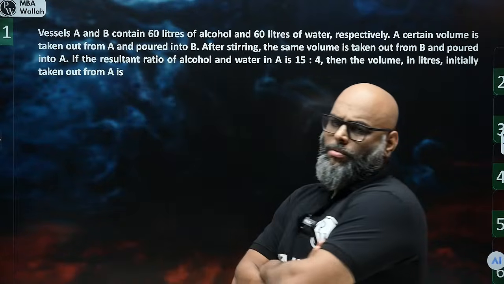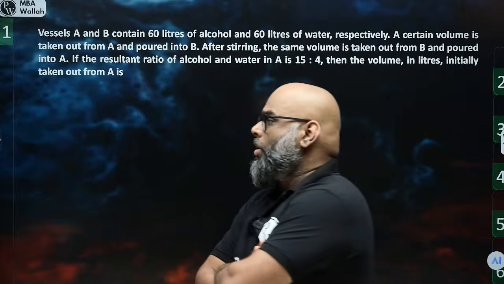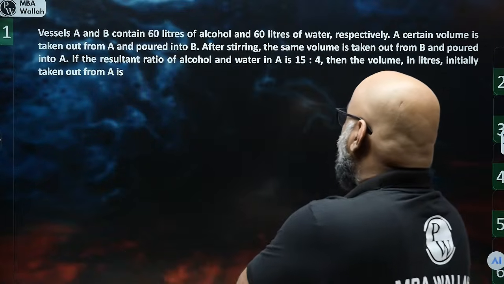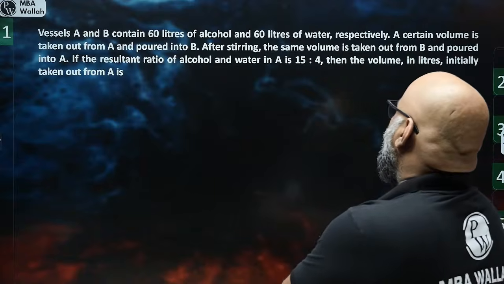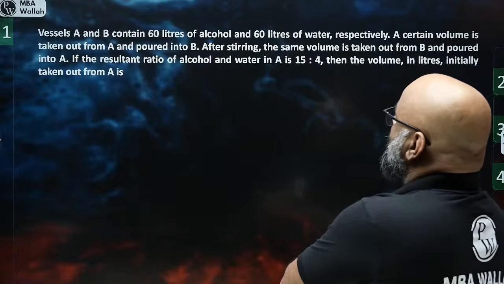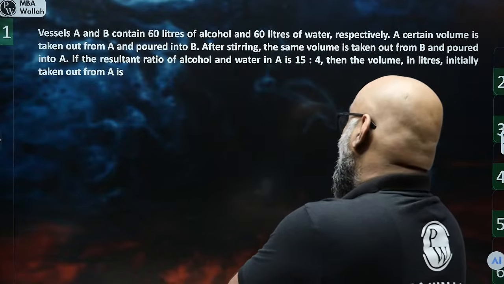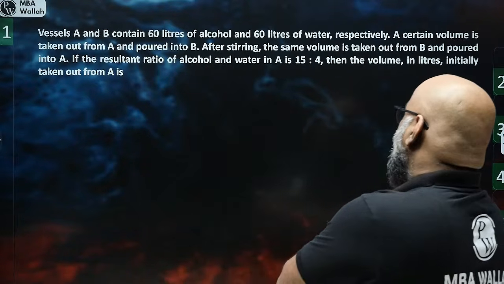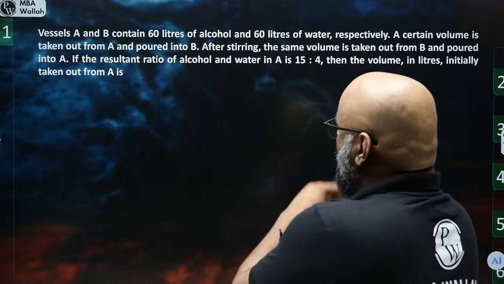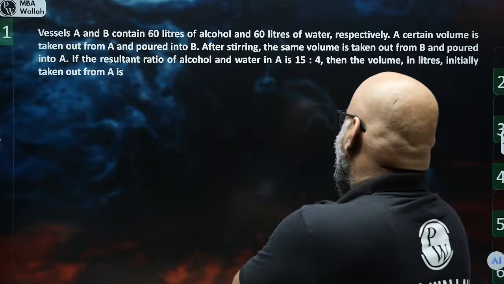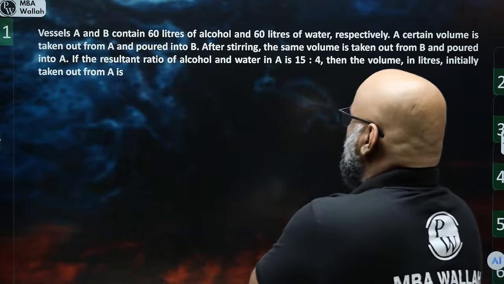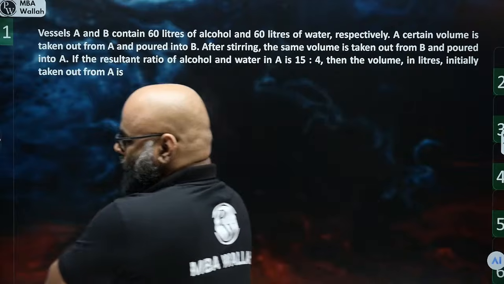Right. Now it's time we solve this question. So the question goes this way. Vessels A and B contain 60 liters of alcohol and 60 liters of water respectively. A certain volume is taken out from A and poured into B. After stirring, the same volume is taken out from B and poured into A. The resultant ratio of alcohol and water in A is 15:4. Then the volume in liters initially taken out from A is.